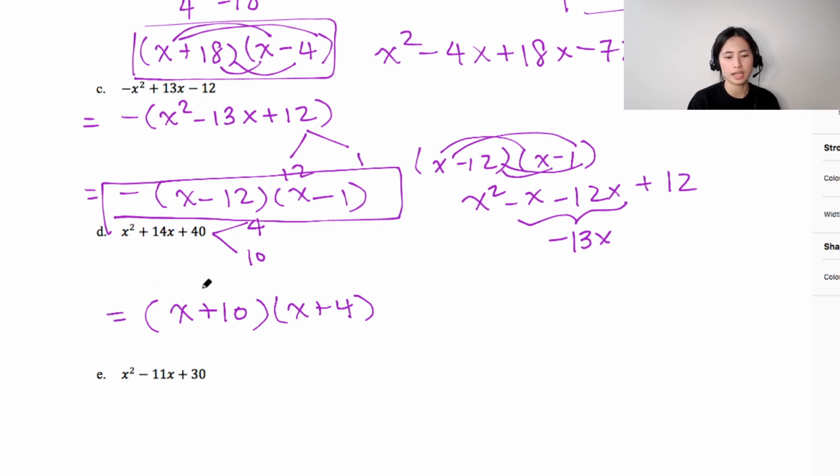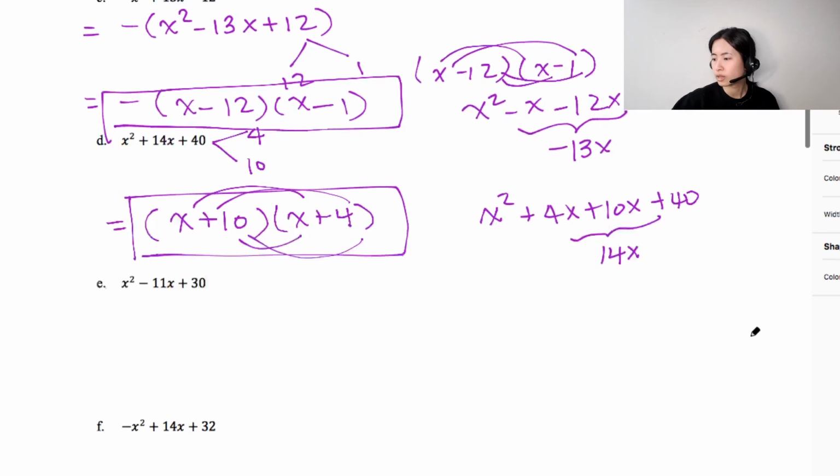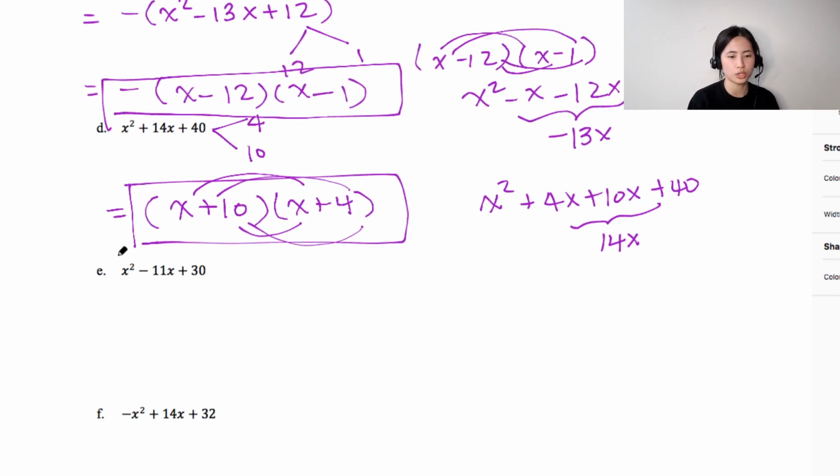So in this case, you would have x plus 10 and x plus 4, because when you multiply this, applying the FOIL method, you get x squared, then you get plus 4x, and then when you multiply 10 times x, you get plus 10x, and then this times this would be plus 40. So yes, it works. This is your factored form of x squared plus 14x plus 40. So this is in fact 14x and it's positive. Okay, great. So let's move on to this question.